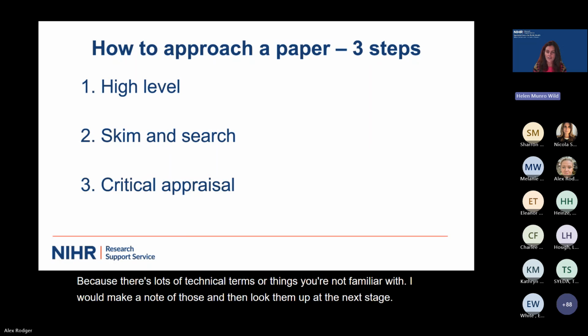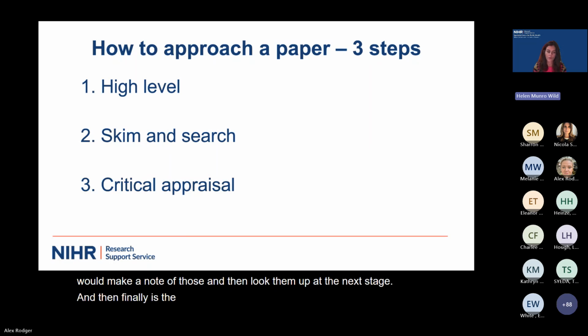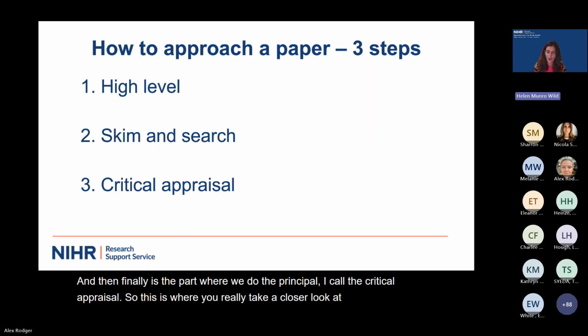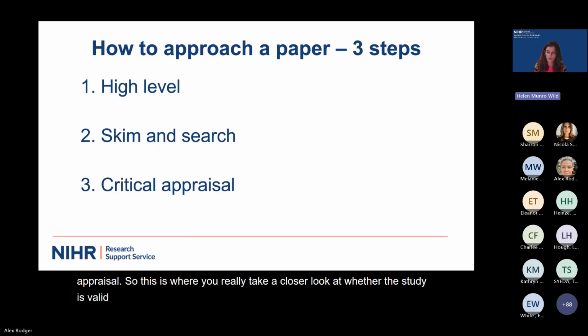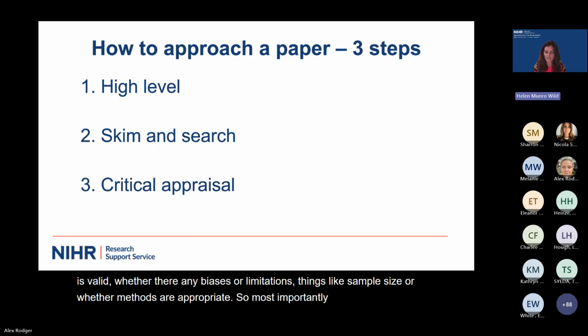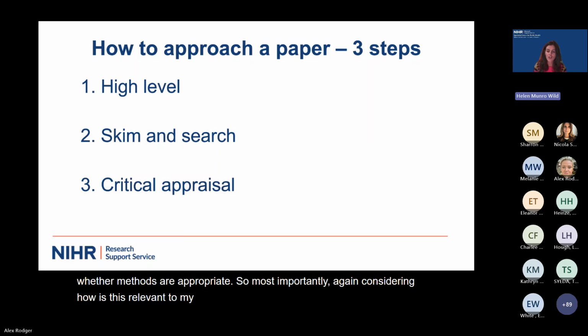And then finally is the part where we do what I would call the critical appraisal. So this is where you really take a closer look at whether the study is valid, whether there are any biases or limitations, things like sample size, and whether the methods are appropriate. So most importantly, again, considering how is this relevant to my own context? Do I trust these findings? Are they relevant? Are they applicable to what I'm trying to do?